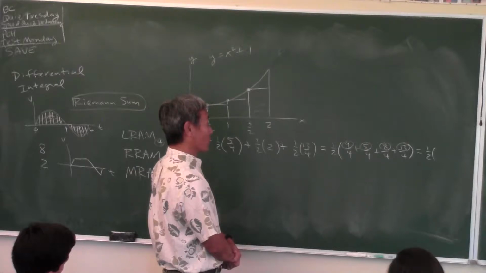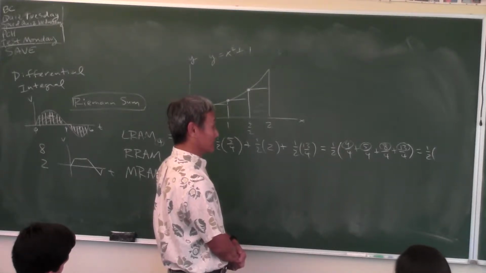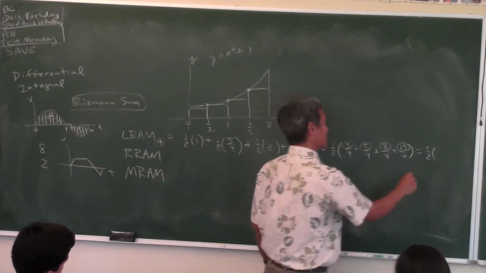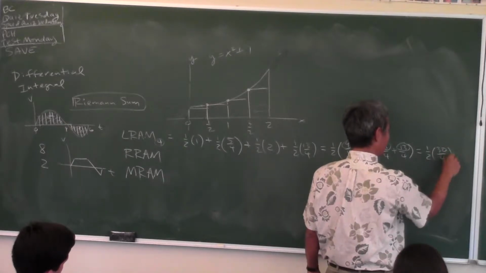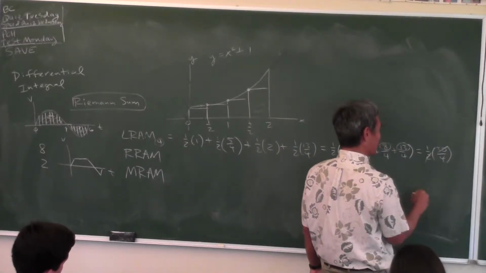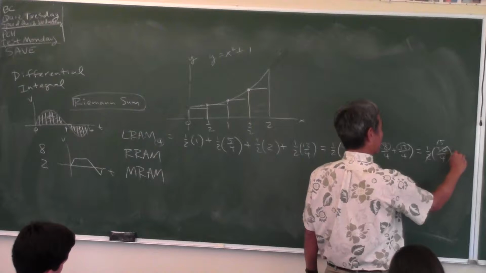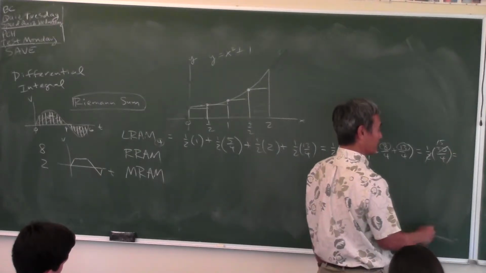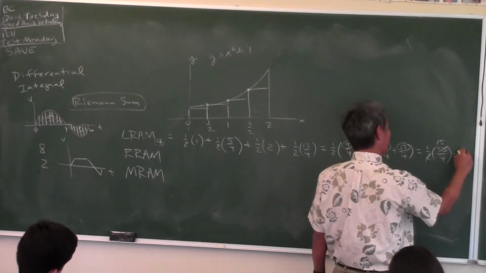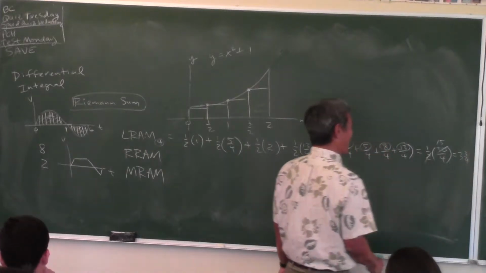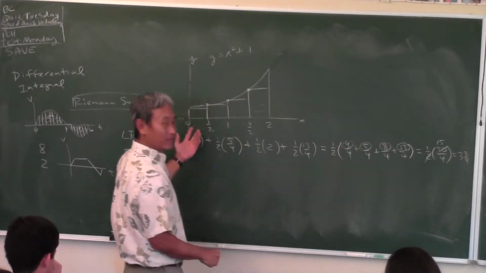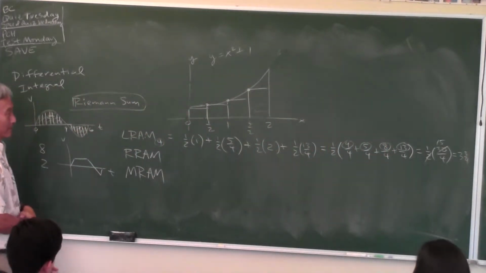9 plus 21 is 30. 30 over 4, but 2 goes into 30 15 times. 15 over 4. 3 3/4. So that would be an estimate of the area.